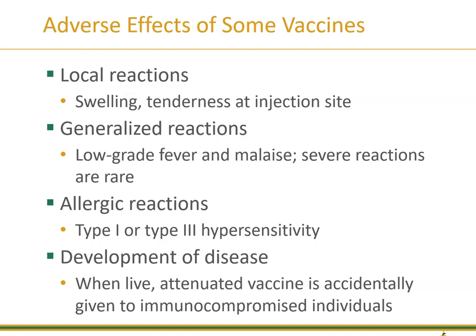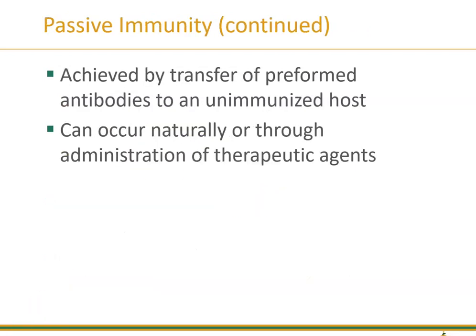And then if the vaccine doesn't work, you can get development of the disease. I mean, some people that are immunocompromised, if they get a live attenuated vaccine, it's a small percentage, but it can cause the development of the disease in those individuals.